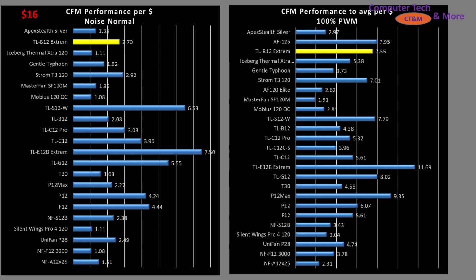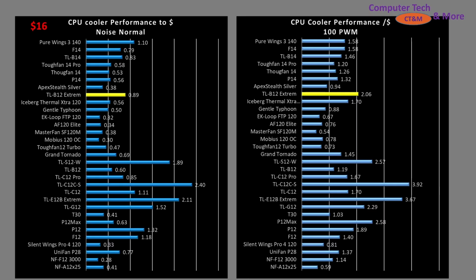CFM testing, well, once again, it sits towards the top, but it's not quite at the tippy top. Really close to the top at 100%, but are you really going to be running these fans at 100% all the time? And then we have performance or value through the CPU air cooler. Again, it's above average for noise normalized testing. And at 100%, it's well over average, but there are other fans that are significantly better value.